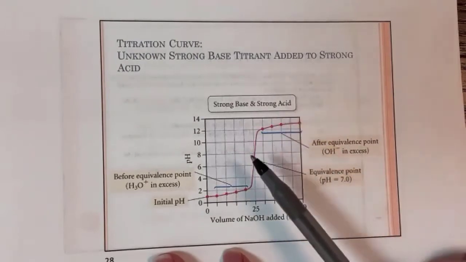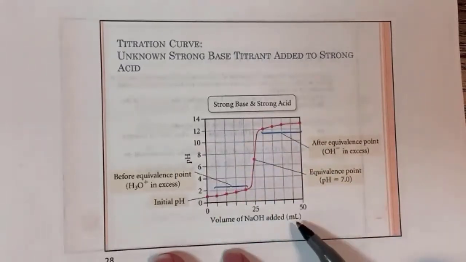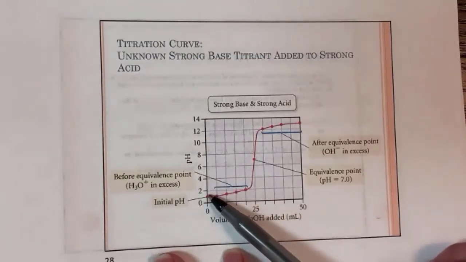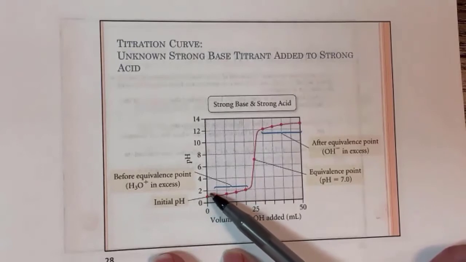The way we look at this chart here, this is the volume of sodium hydroxide added. That means you're putting in base from the burette into what's in the flask. The flask is acidic, so there's an acid in the flask. So from this, I know base is being dropped into acid, okay?